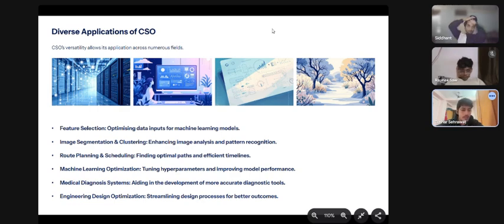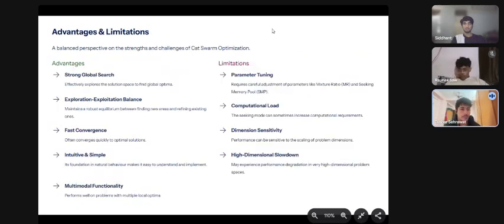After that, we have its use in medical diagnosis systems. It is used for early disease detection. At last, we have engineering design optimization, which is used in structural design, mechanical design, and extra. So now my friend Raunak will continue from here.